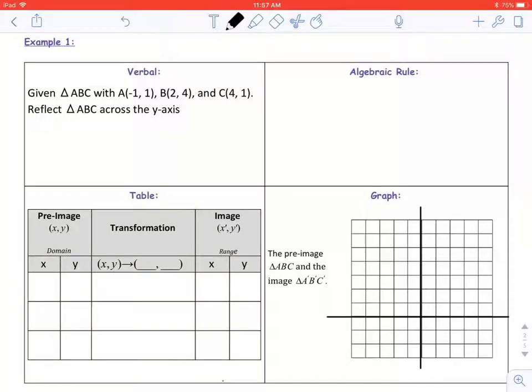Let's take a look at reflections, example 1. So in this example, we are given the verbal description: given triangle ABC with A at (-1, 1), B at (2, 4), and C at (4, 1). We're asked to reflect triangle ABC across the y-axis.